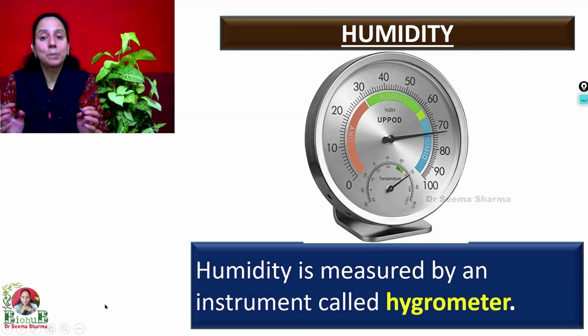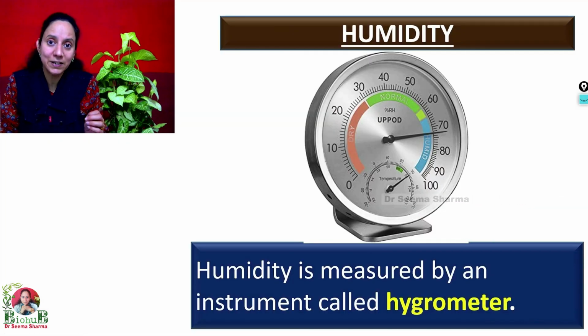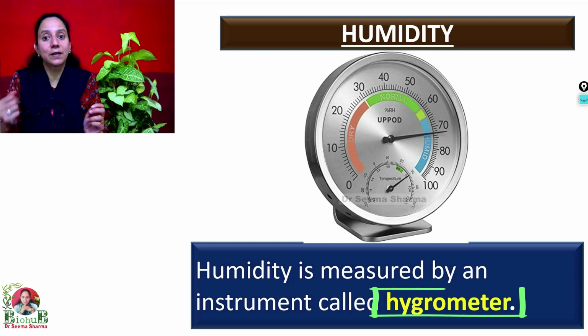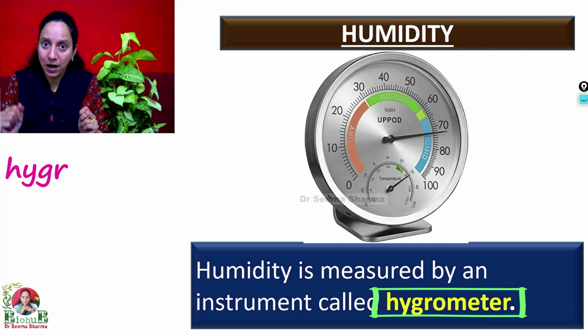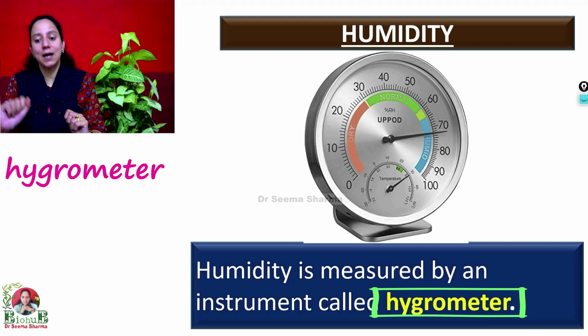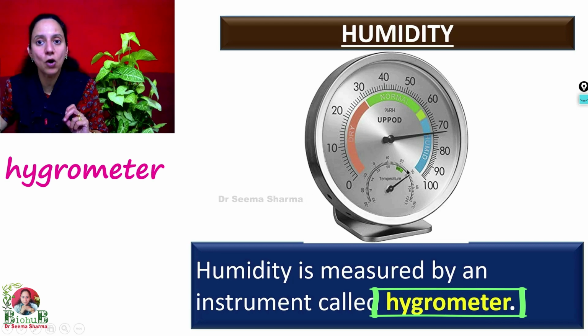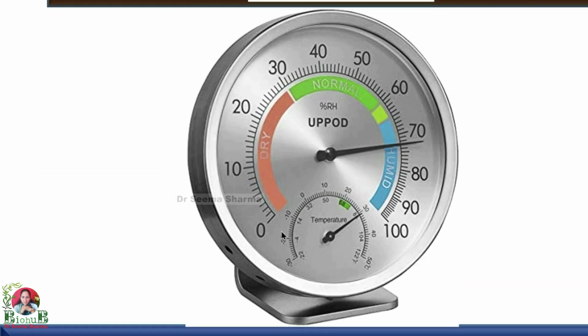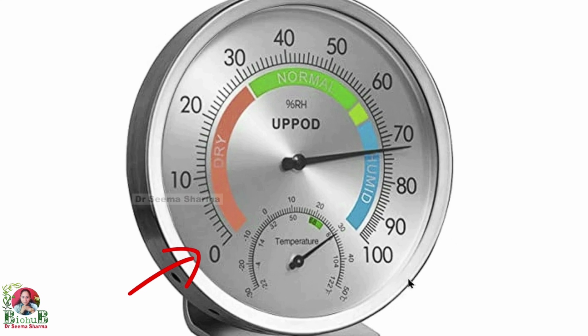Humidity is measured with the help of an instrument called a hygrometer. And this is the photograph of a hygrometer. It has readings from 0 to 100. And it's written here also: dry, normal, moderate and humid. So this arrow is right now pointing at 73. This means it's very humid.